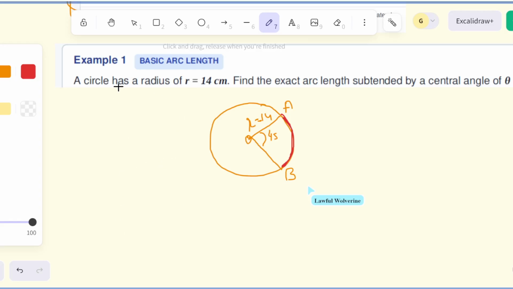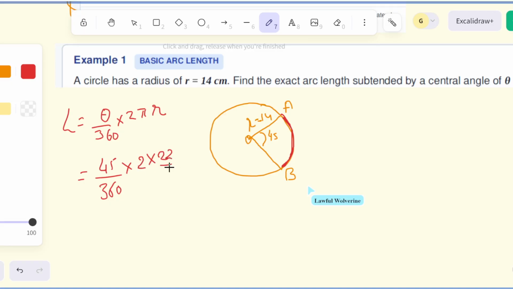Let's write the formula. Length of the arc is always equal to theta upon 360 into 2 pi r. Now they have given everything to us. So theta is 45 divided by 360 and 2 pi r. So 2 into, we'll take 22 upon 7 as the pi, and r is given as 14.